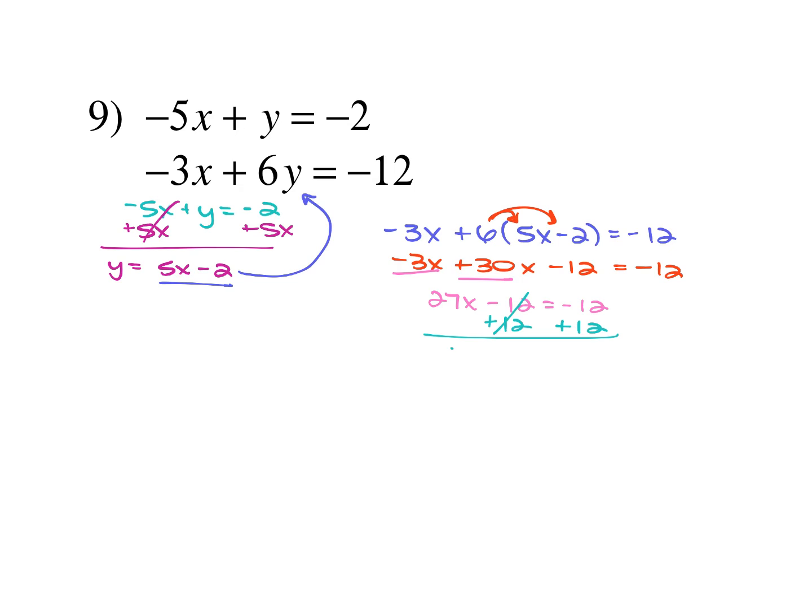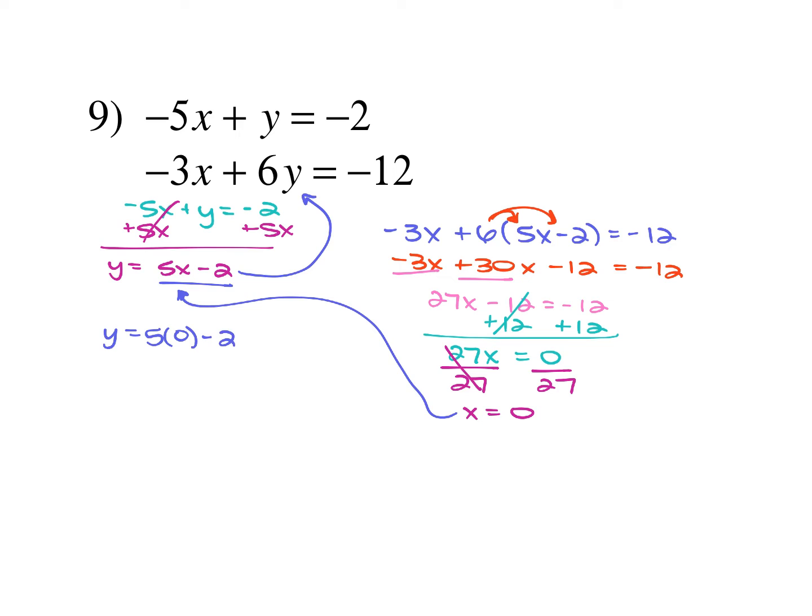When you do that, you're left with 27x is equal to 0. You still got to get x by itself, so divide each side by the 27. 0 divided by anything is 0, so x is equal to 0. Now that you have x, solve for y. One of those equations you solved for y, so plug it in for the x in that equation. So you're going to have y is equal to 5 times x, which we said is 0, minus 2. 5 times 0 is 0, so y is equal to 0 minus 2. That gives us y is equal to negative 2. So that x is 0, the y is negative 2. Our solution is 0, negative 2.